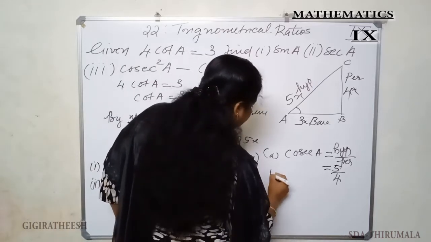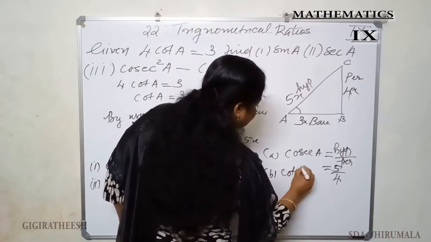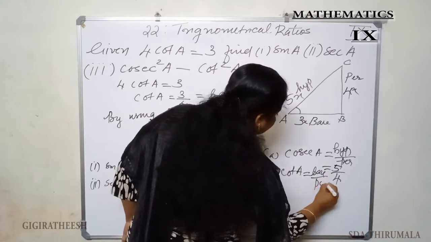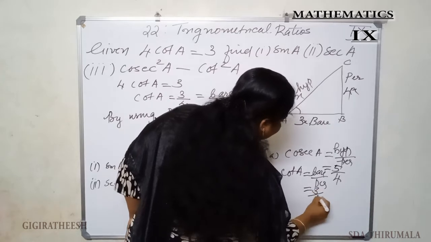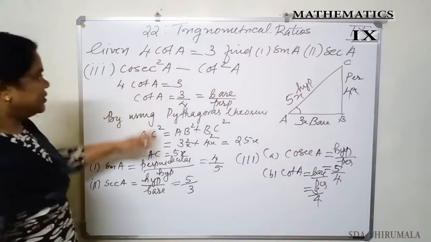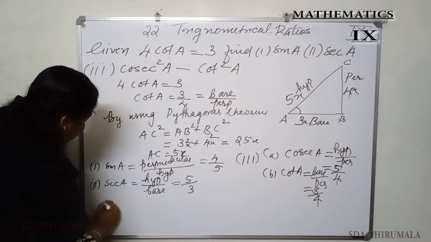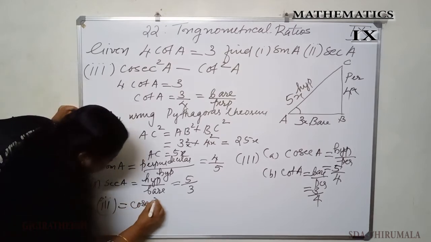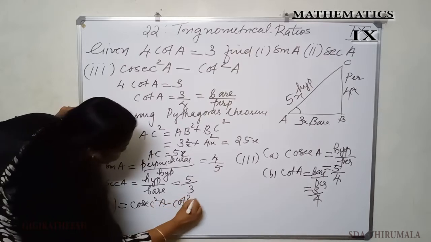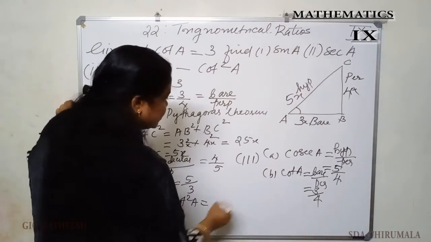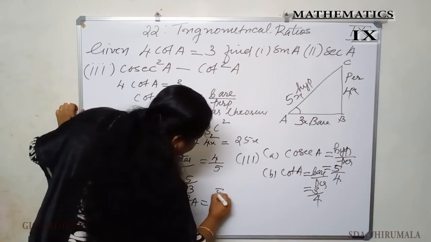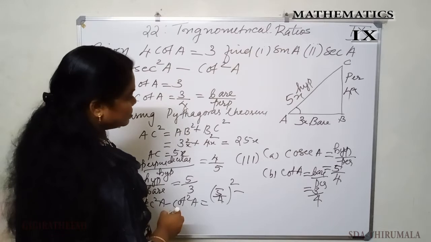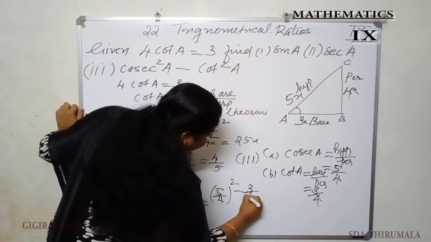And then the last one is cot A, the second part. Cot A is equal to base by perpendicular, that is equal to 3 by 4. This is cot A. After that, applying this, the third one is cosec square A minus cot square A. Cosec square is 5 by 4 the whole square minus cot square is 3 by 4 the whole square.